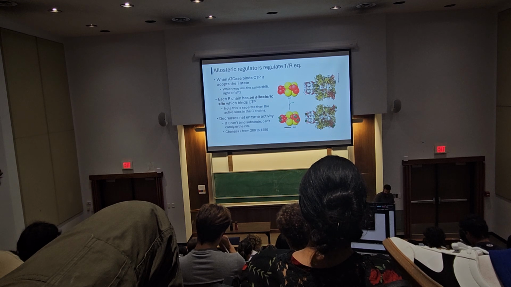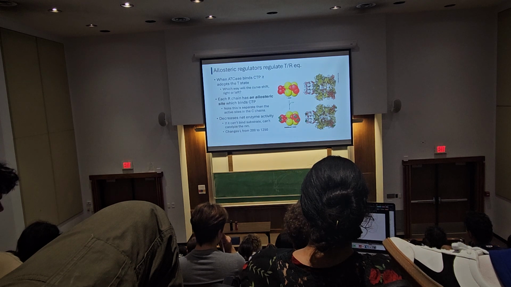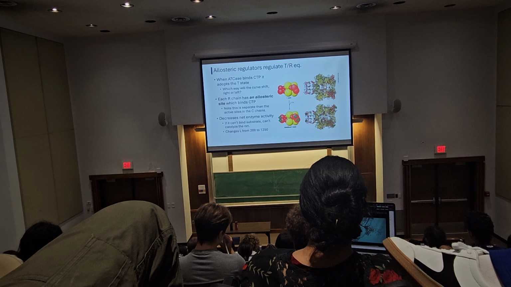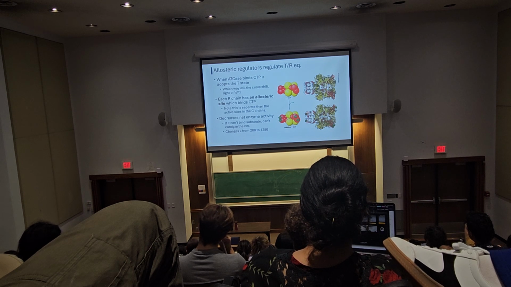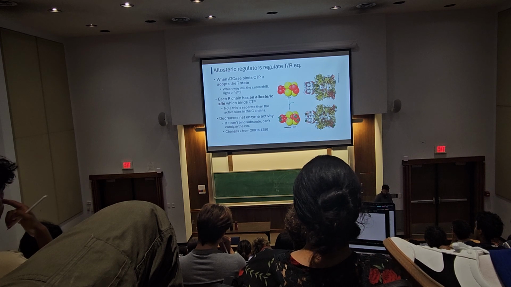Alright, so what happens here? When ATCase binds CTP, which is not a substrate (the substrates for ATCase are carbamoyl phosphate and aspartate), so when ATCase binds CTP at its regulatory site, at its allosteric site, within the regulatory subunits, what happens? Well, what do we think is going to happen?